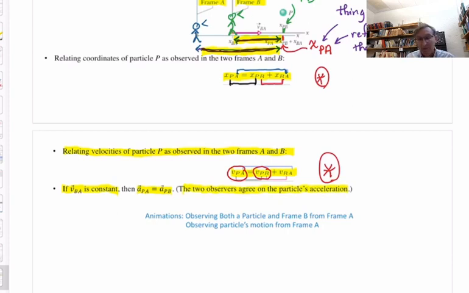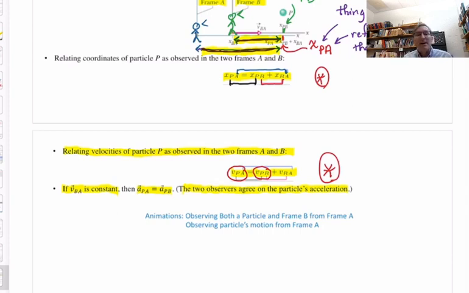And that's important to remember. The two observers, one observer in frame A, the other observer in frame B, both observing the same particle, will not necessarily agree about the position of the particle or the velocity of the particle, but they will agree about the acceleration. And it's not that one observer is right and the other is wrong. Both observers are correct for their reference frame.